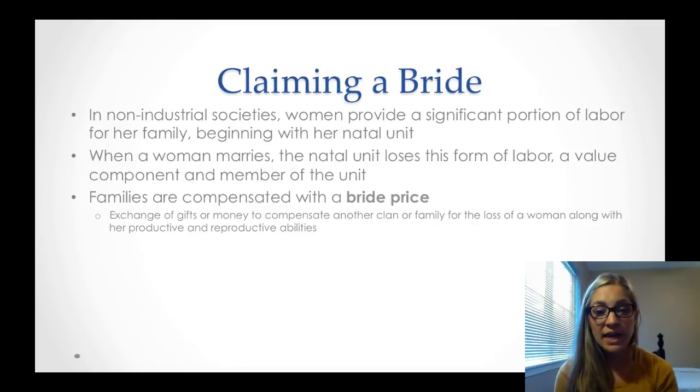And so this can be seen as a loss in a form of labor or a valuable component of the family unit. Okay, because now she's gone from that equation, and so the family has to make up that labor somehow. And so in this case, families are often compensated with what's called a bride price, and this is exchanging of gifts or money to compensate for the loss of the woman and her reproductive or productive abilities in the family. Okay, this is one way we're controlling that wealth.